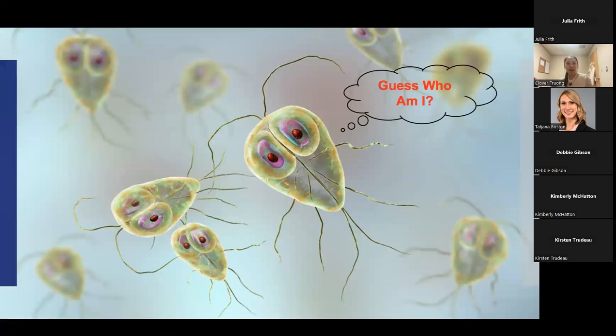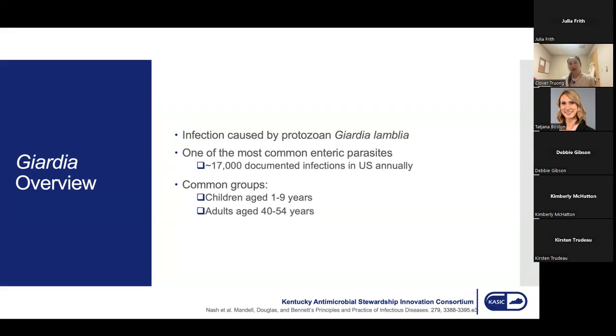Moving on to the next parasitic infection. I don't know if anybody recognizes this one yet, but this is Giardia. Giardia is an infection caused by a protozoan called Giardia lamblia. Besides cryptosporidiosis, Giardia is one of the most common enteric parasites. In the United States, there are roughly 17,000 documented infections every year. The common groups affected are children aged 1 to 9 years old and adults aged 40 to 50 years old.